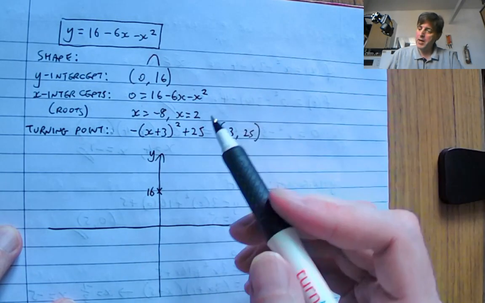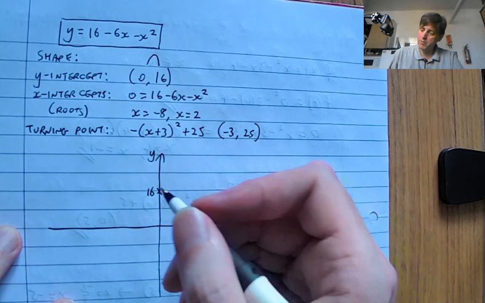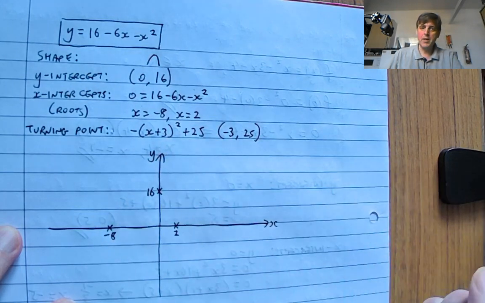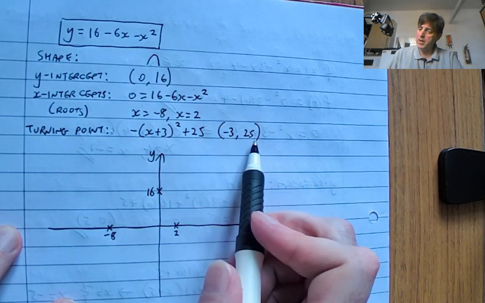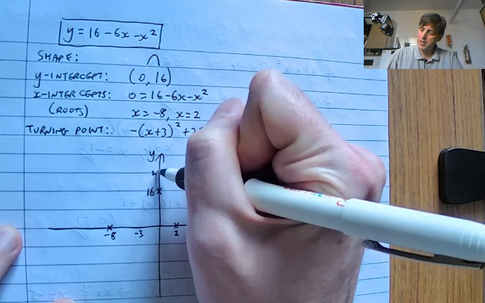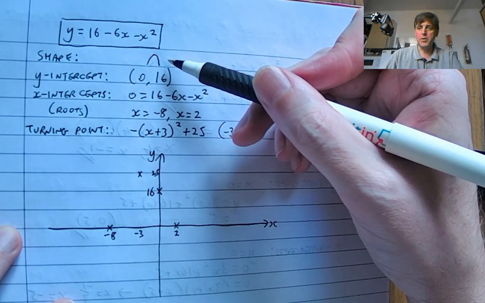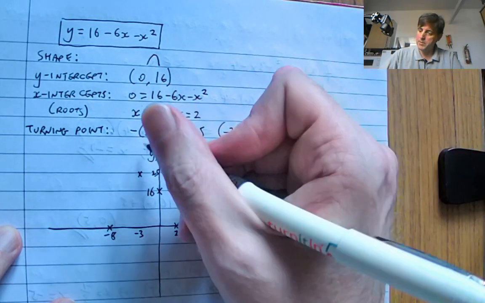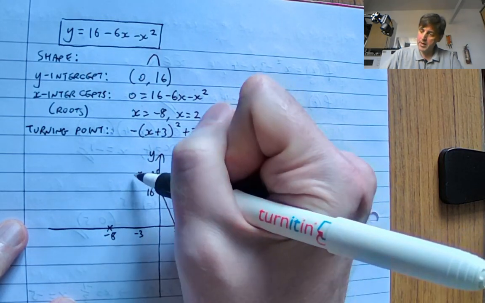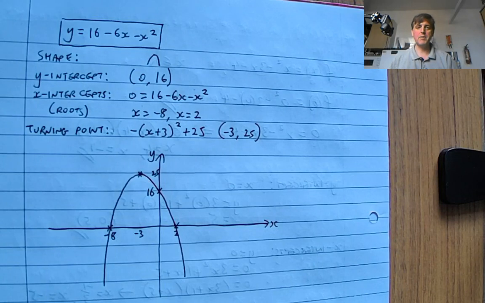I'm just doing a sketch. The x-intercepts, the roots, happen at -8 and 2, so I'll put those roughly about here, 2 there, -8 here. The turning point is at -3, 25, so -3, and we'll have 25 about here. There's our turning point. We know the overall shape is this one, which looks a bit like it's pointed upside down. So putting all that together, I end up with my sketch, which looks a bit like that.